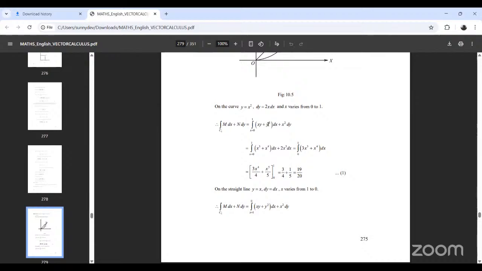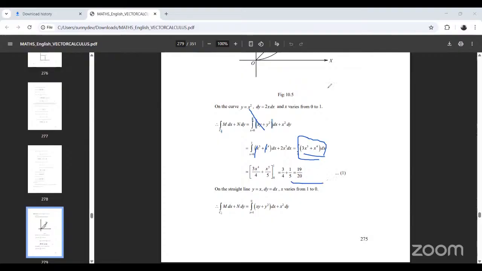Now in place of y, we have to substitute x square. That gives x cube, x power of 4 dx, and 2x cube into dx. After simplification we are getting 3x cube plus x power of 4 into dx. Now we have to do the integration. So we are getting 3x power of 4 by 4 plus x power of 5 by 5, with limits 0 to 1, and we are getting 19 by 20.